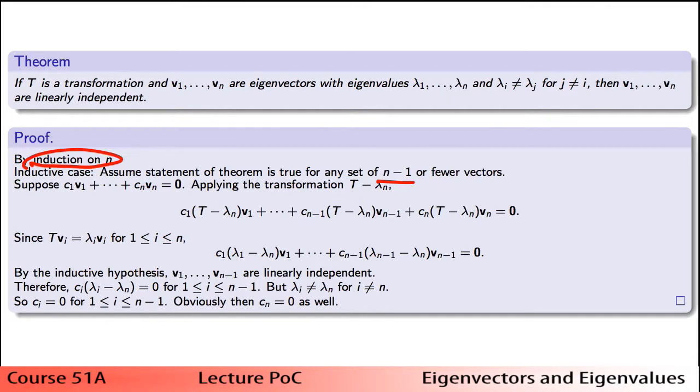Okay, we did a little work, but the key step is applying the transformation T minus lambda n to our linear combination. The rest of it is just a little algebra and a little checking. We did a little work. We got some linear combination of V1 through Vn-1 being 0. But V1 through Vn-1, we can assume are linearly independent by our inductive hypothesis. So our coefficients are 0.